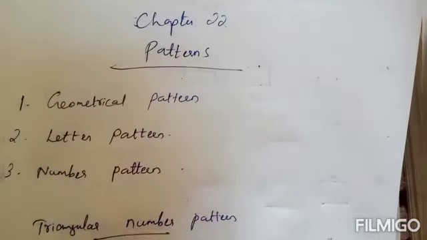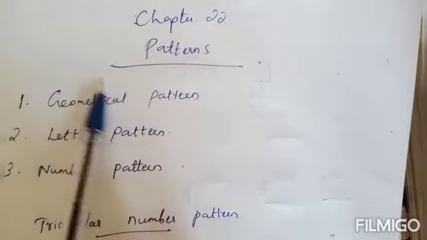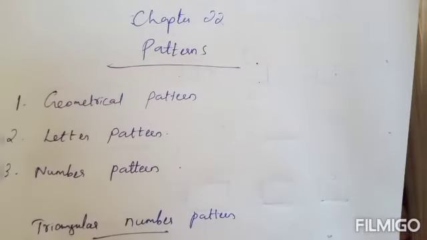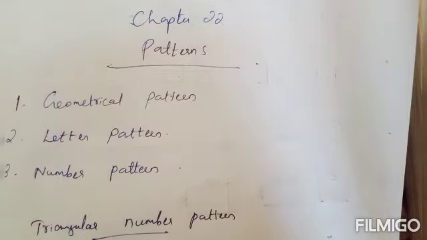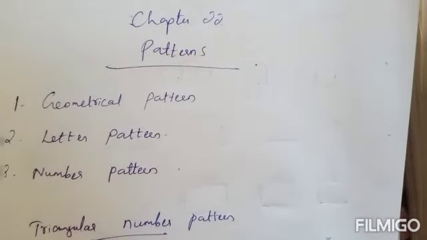So our next chapter is chapter 22, patterns. So what do you mean by patterns? A pattern is a collection of shapes, numbers, words, etc., which are arranged according to a rule. So pattern means arrangement of shapes, numbers, words, etc. according to a rule. That is called a pattern.